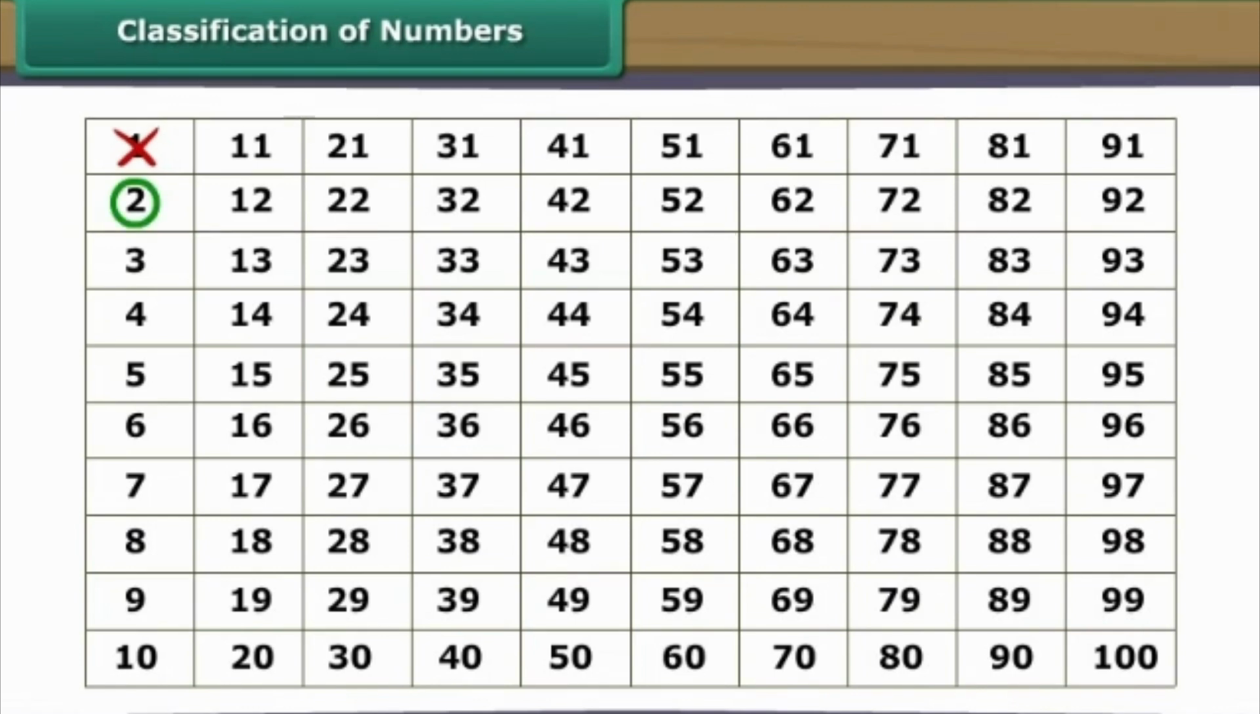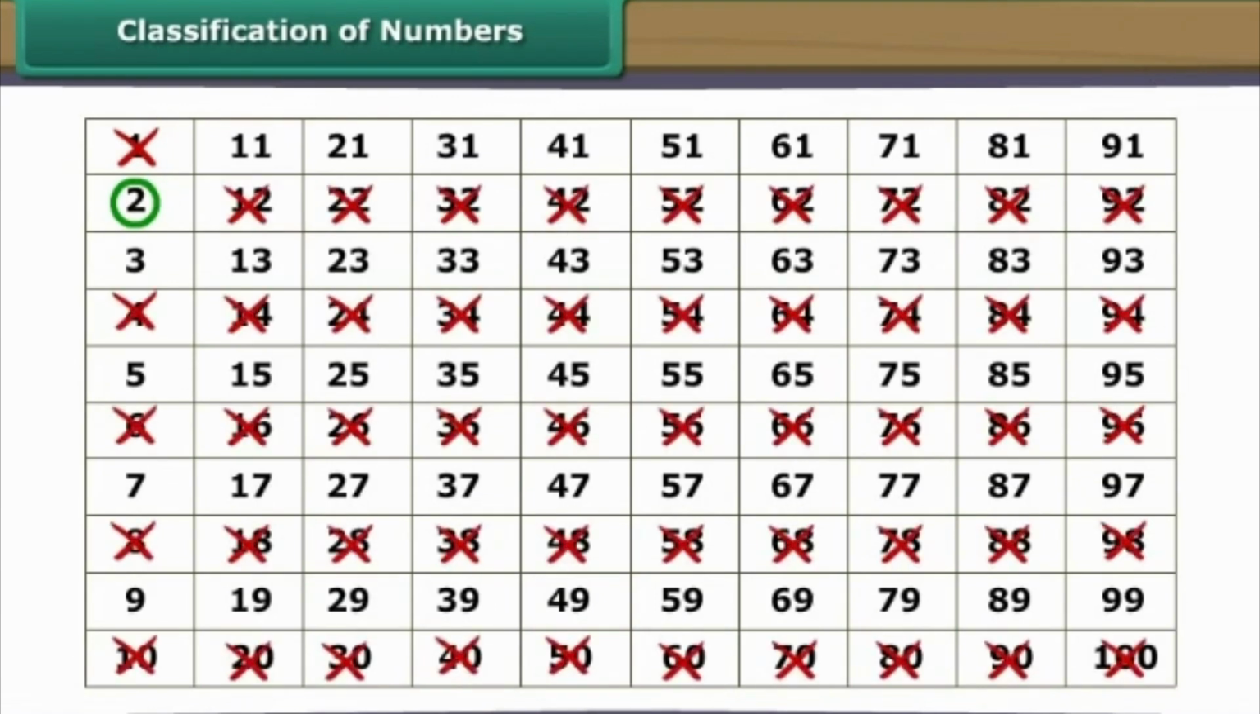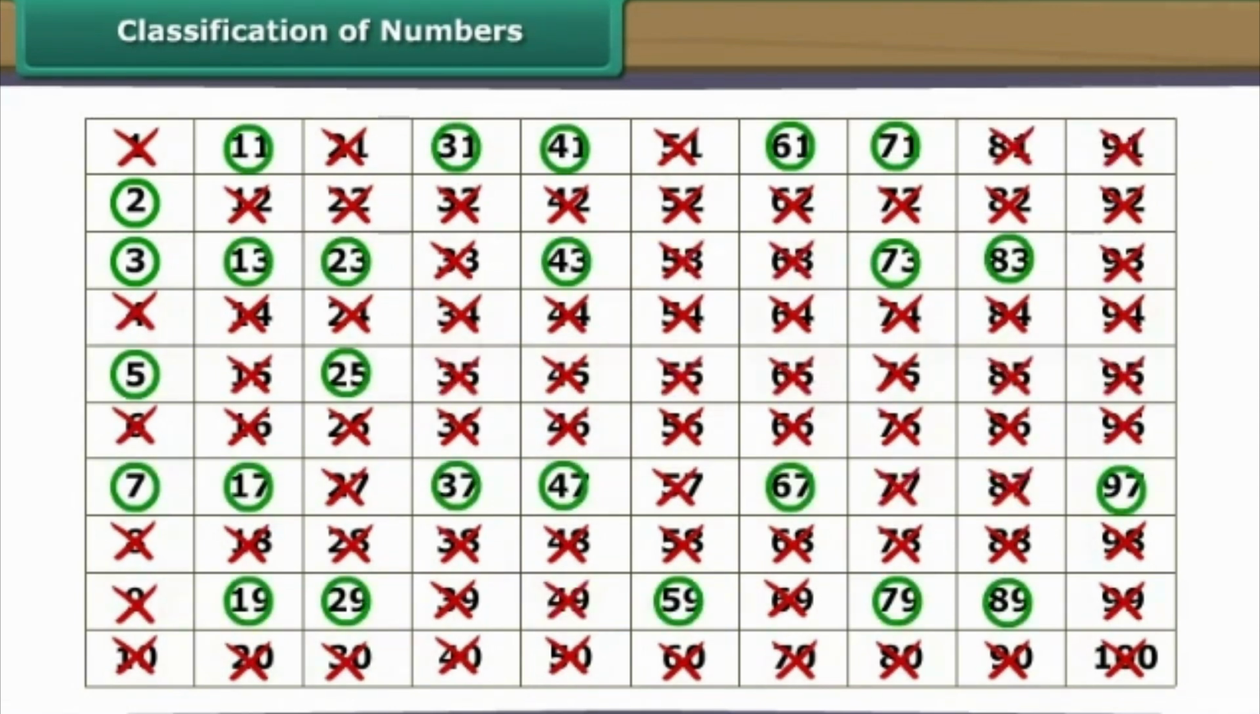2 is prime as it has exactly 2 factors. We draw a circle around it. We draw a cross on all the multiples of 2. 3 is prime. We draw a circle around it. We draw a cross on all the multiples of 3. We proceed till we have drawn a cross or a circle around all the numbers from 1 to 100. This table is known as the sieve of Eratosthenes.